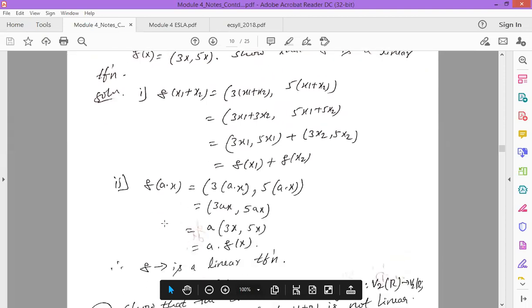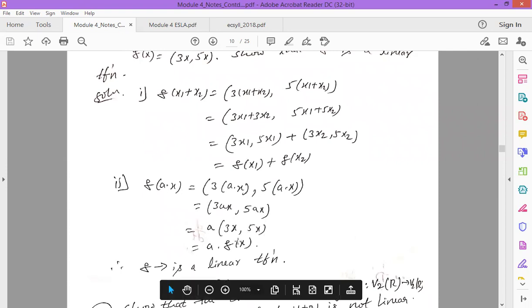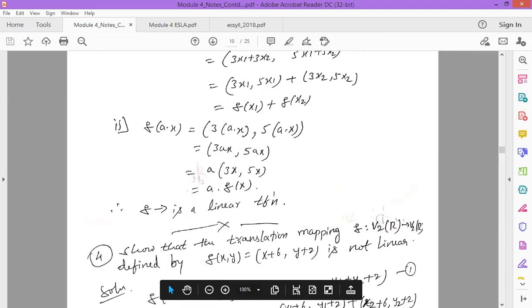Similarly, you can also verify the multiplication. That is f of a dot x. It is written as 3 into ax, that is, in place of x, you are going to replace it as ax. So 3 into ax, comma, 5 into ax, which is written as 3ax, comma, 5ax. And here a is common, so you take a outside. So here we are going to write a within the bracket 3x, comma, 5x, which represents f of x. So here f of a dot x is written as a into f of x. So since both addition and the multiplication properties are satisfied, we can say that f is a linear transformation.